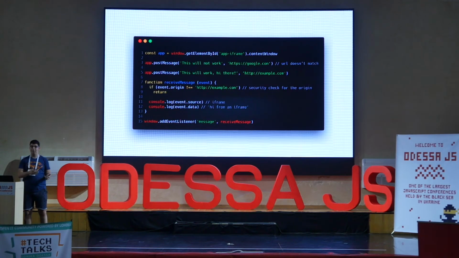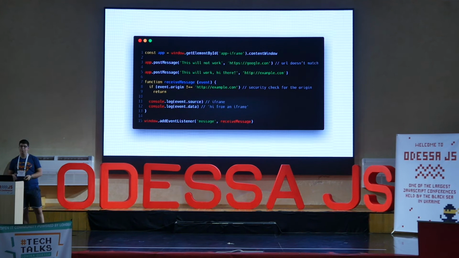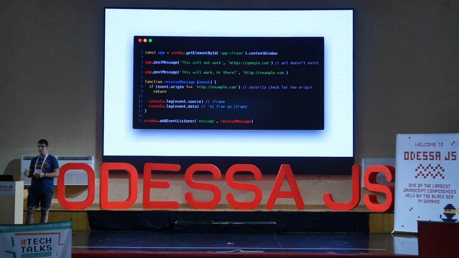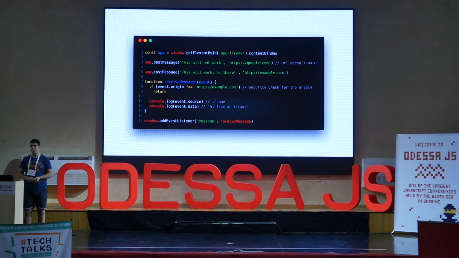So here you're just making an app constant. That's the content window of the iframe. And then you can post message. The first one will not work since our iframe is HTTP example.com. And if you want to hit an iframe with google.com, it will fail since you don't have an iframe with google.com on your page. And this app.postMessage will just send a message to the iframe.